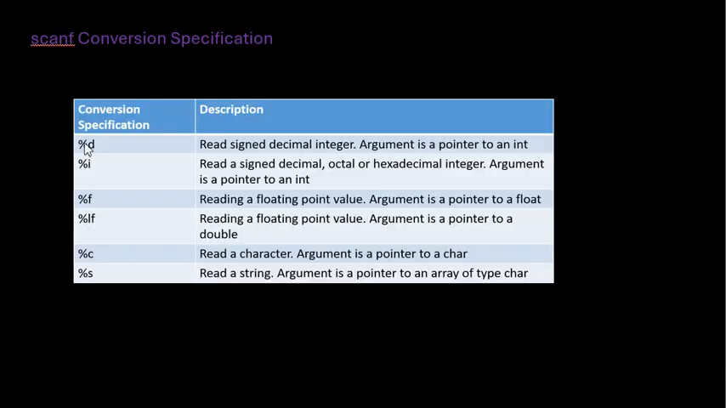Then we are going to learn about scanf conversion specification. Here %d reads a signed decimal integer. The argument is a pointer to an int. %i reads a signed decimal, octal or hexadecimal integer. %f reads a floating point value. %lf reads a floating point value. The argument is a pointer to a double. %c reads a character. The argument is a pointer to a char. %s reads a string. The argument is a pointer to an array of type char.